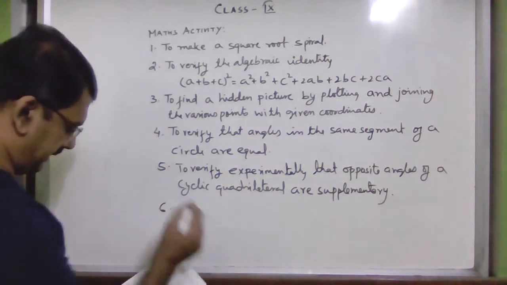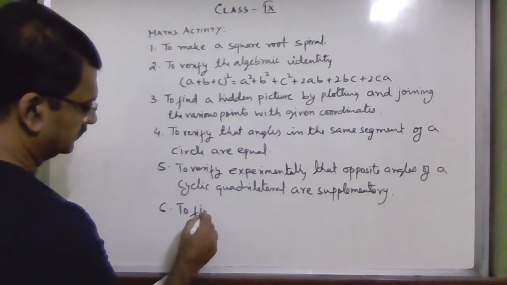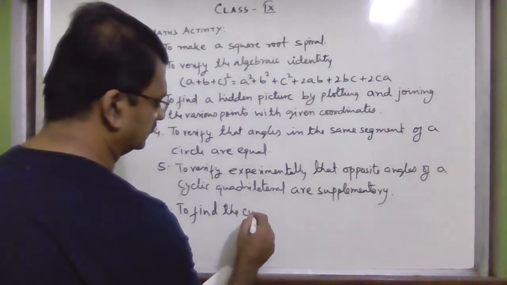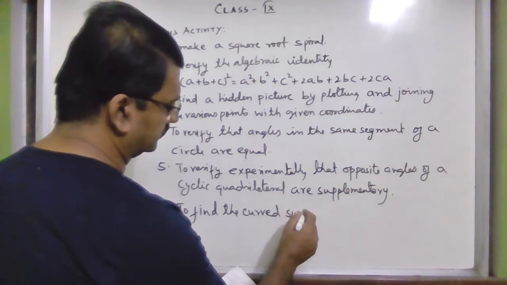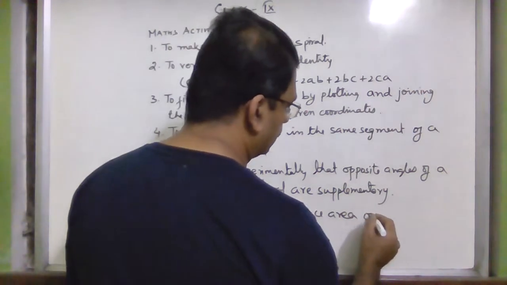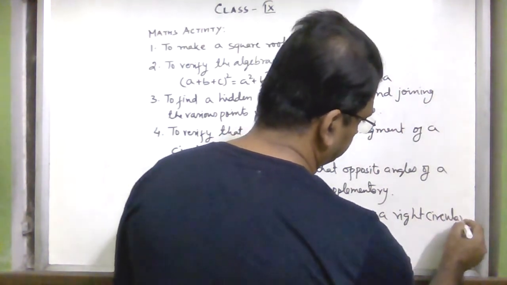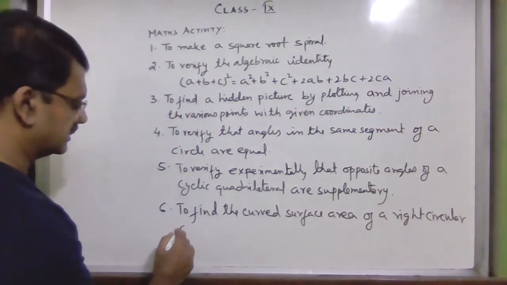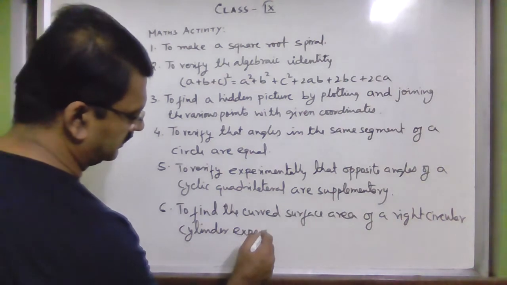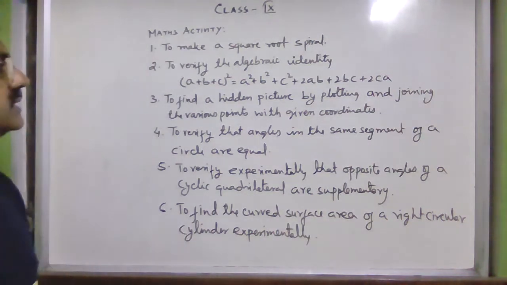And then the last activity, to find the curved surface area of a right circular cylinder experimentally. That is the sixth activity.